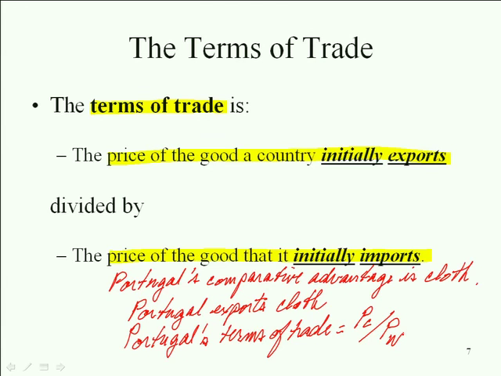Okay, now this is for Portugal. Now obviously in our example, England had a comparative advantage in wine. Therefore England was initially exporting wine once we opened it to international trade. And therefore England's terms of trade are the relative price of wine, PW divided by PC. Obviously just the inverse of what we have here.